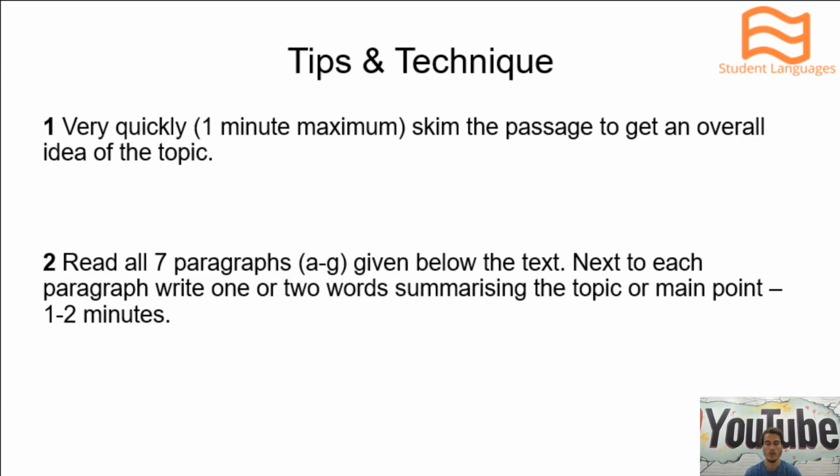And my second tip is to read all 7 paragraphs, A to G, which you will find below the text. And then, next to each paragraph, I suggest writing 1 or 2 words which summarize the topic of the paragraph or the main point in the paragraph. And you should only spend 1 or 2 minutes doing this. So firstly, read the whole passage to have an understanding, and secondly, read the paragraphs and write 1 or 2 words next to each paragraph so you know what that paragraph is about.